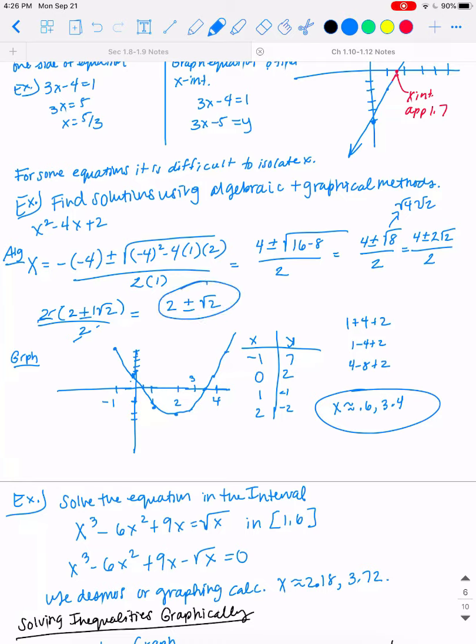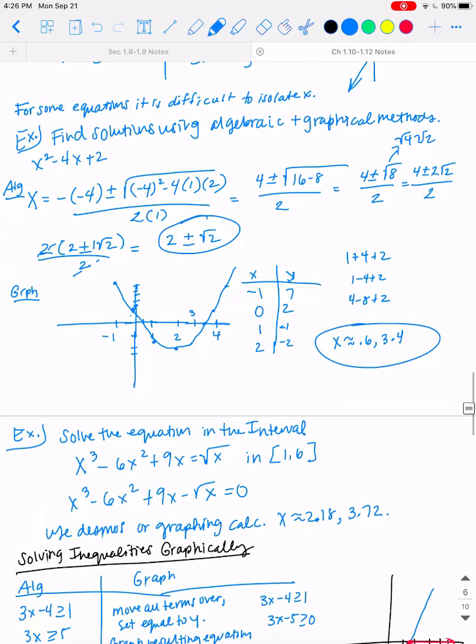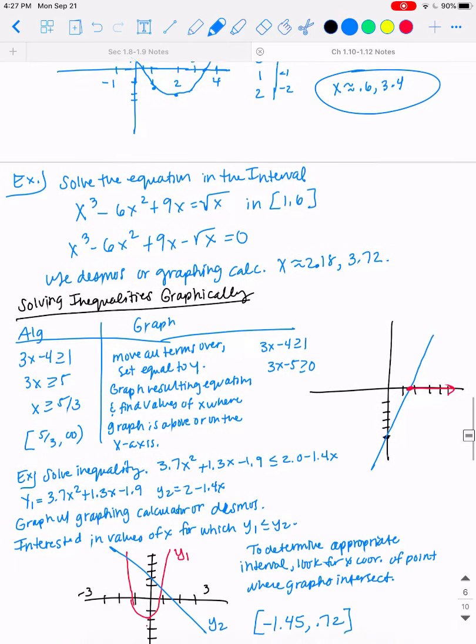So even though our algebraic method gives us exact solutions, sometimes we are able to just approximate them by graphing them. So if you're able to, go ahead and do it algebraically, unless it asks you to do it graphically. But sometimes it's hard to get the x, and that's when we do it graphically.